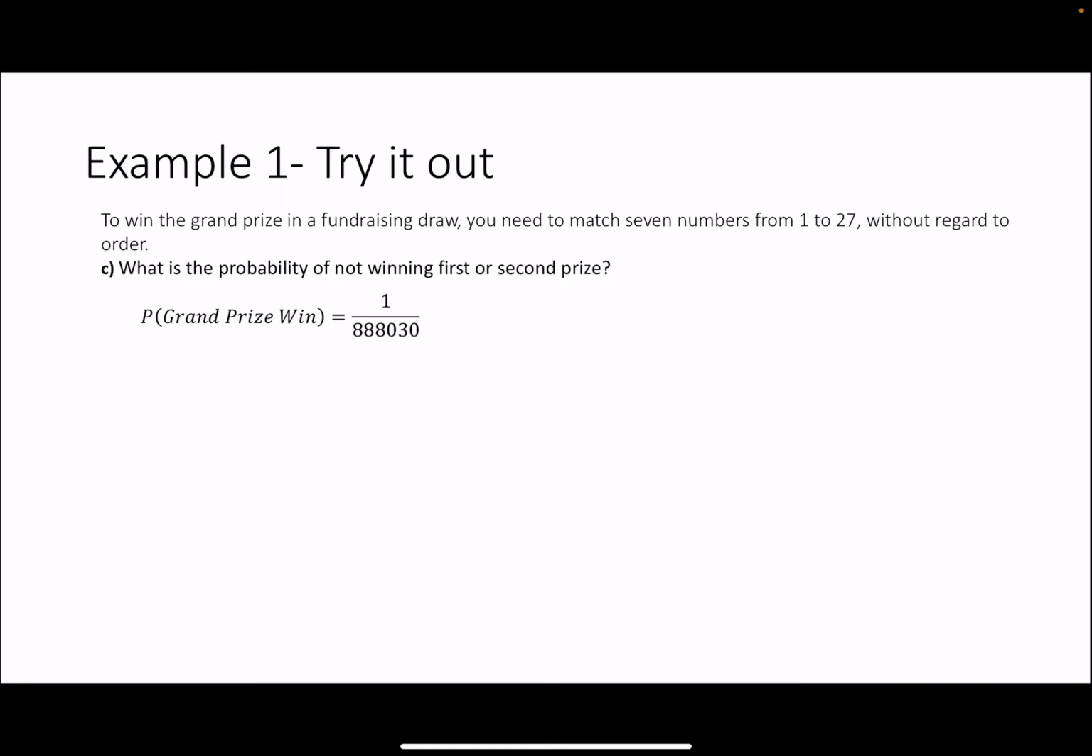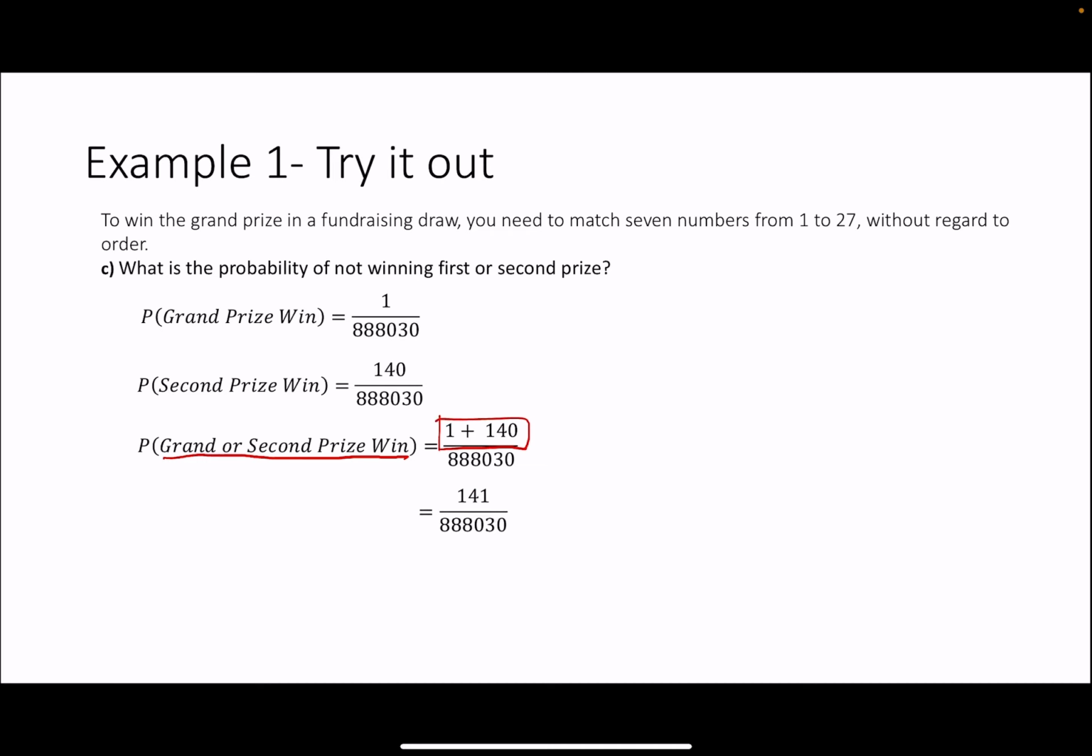What is the probability of not winning first or second place? Well, that's how we win first place, and that's how we win second place. For the probability of winning the grand prize or second prize, we just add them up, and then subtract that from 100%. Not first or second is 1 minus the probability of first and second, which is a pretty high probability that you're not going to win.